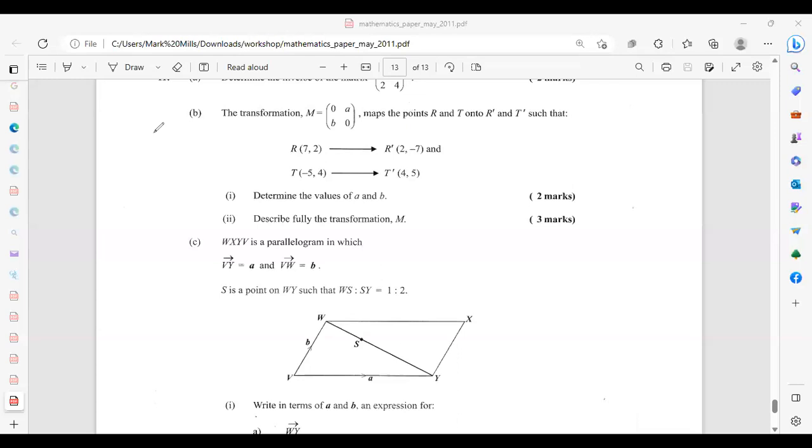So what we'll do here, I'm going to say, watch this one now. I'm going to say that if I have 0, A, B, 0 times the R, which is 7 and 2, right? This should give me what? 2 and -7. See if you understand that statement. When I multiply this onto that, I should get back 2 and -7. And I've been asked to find the value of what?